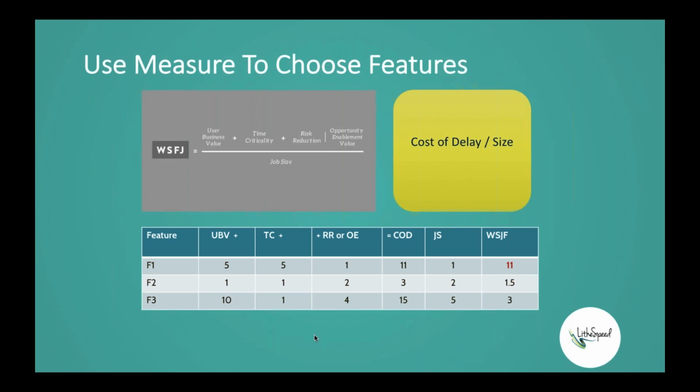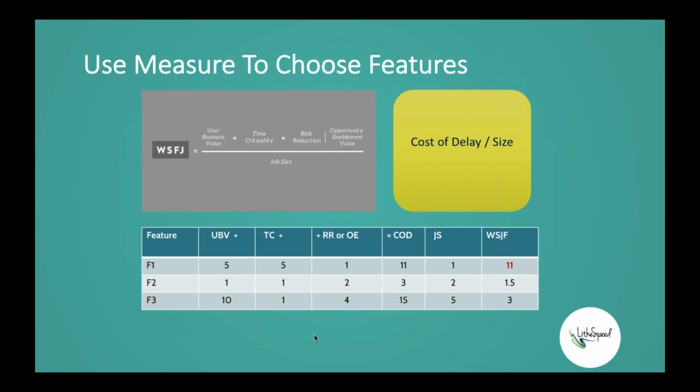Once again, I don't know exactly how long it's going to take us to deliver these things, or how much it's going to cost, but I can use point values again. I can say that feature number 1 is pretty small. We can get that done relatively quickly. It's a 1-pointer. Feature number 3 is a 5-pointer. It's going to take quite a bit longer. Now I have all the information that I need, and I can calculate the weighted shortest job first. The winner in this case is actually feature number 1, which gets 11 points.